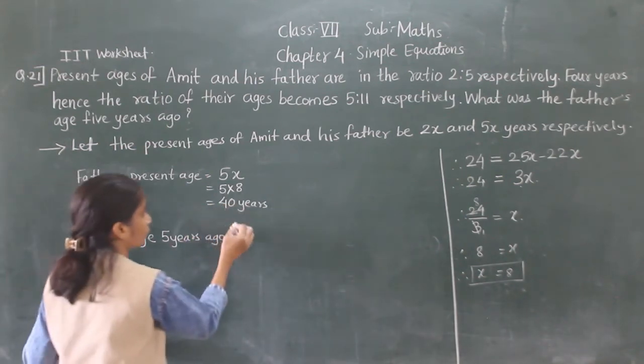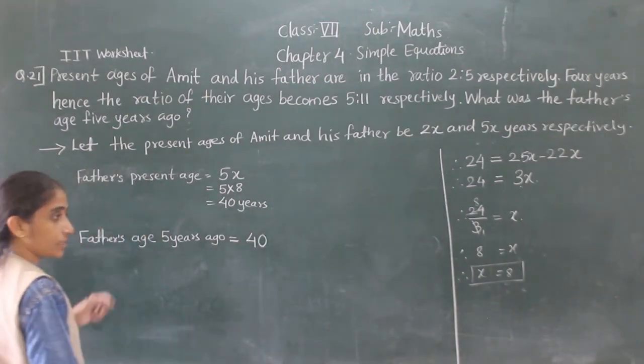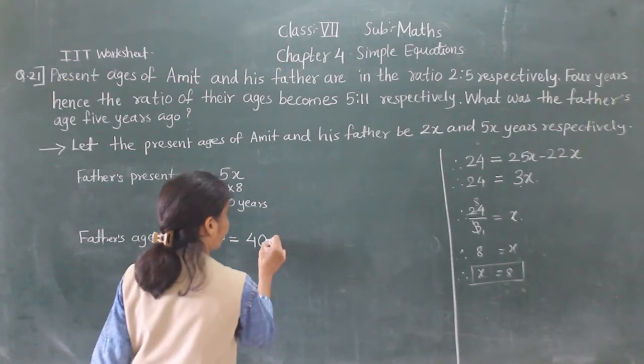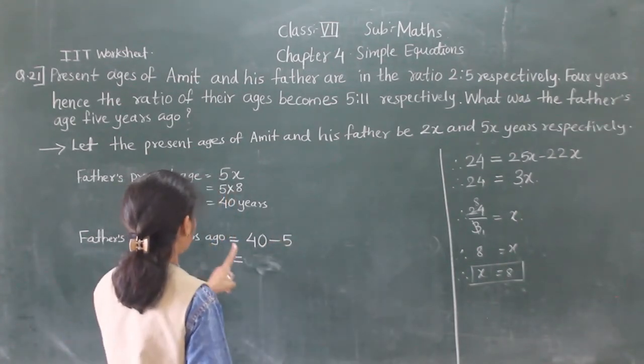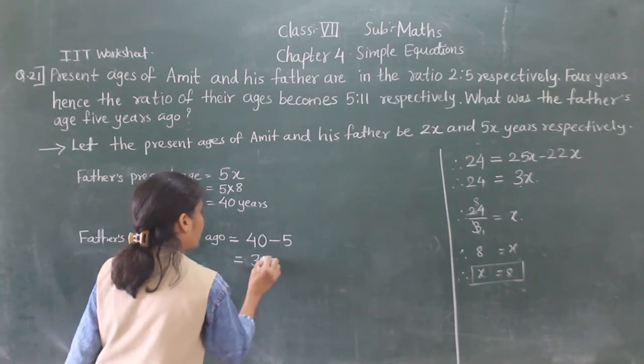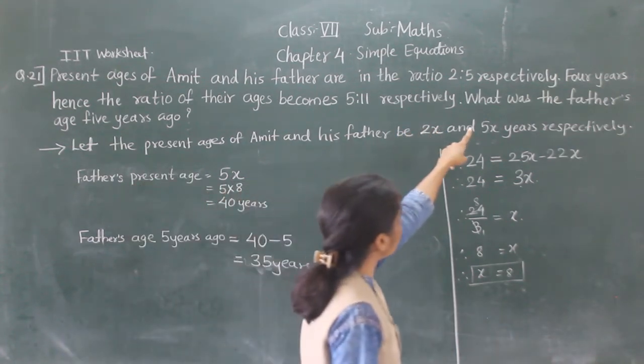So what are we going to do? This is the present age, so 40 years present age. 40 minus 5, 5 years ago. What is the father's age 5 years ago? 35 years.